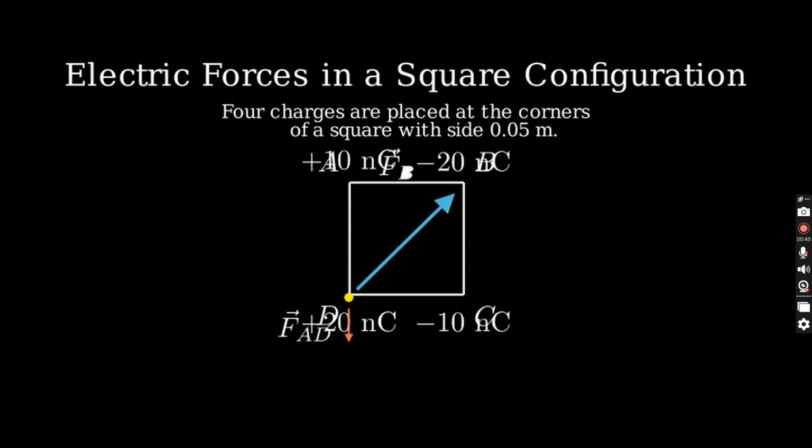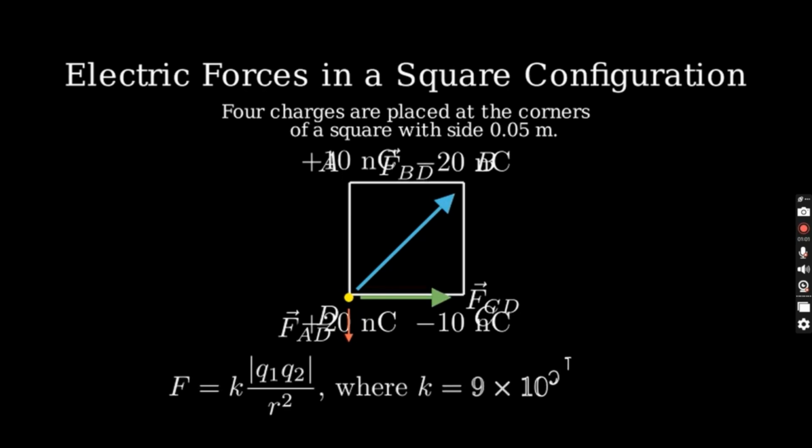Next, the force from charge B. Since B is negative and D is positive, this force will be attractive, pointing towards B. Finally, the force from charge C. This will be attractive as well, pointing towards C. Let's calculate each force magnitude using Coulomb's law.